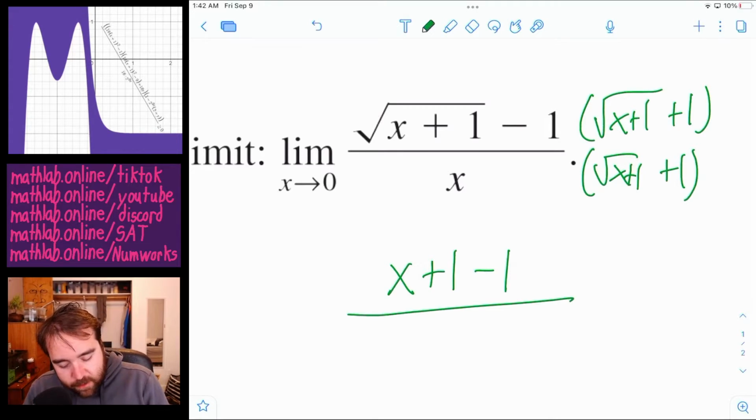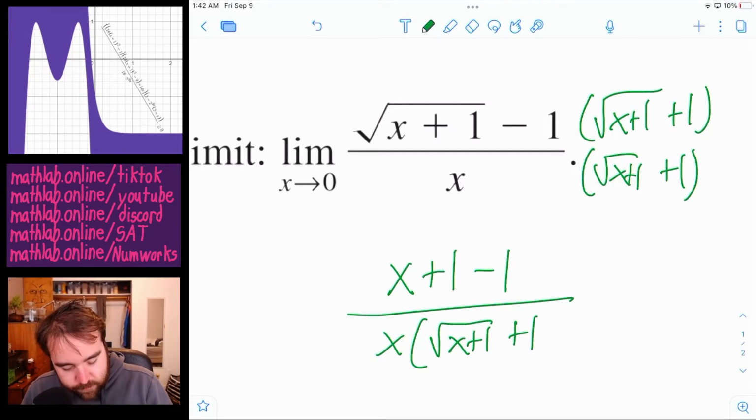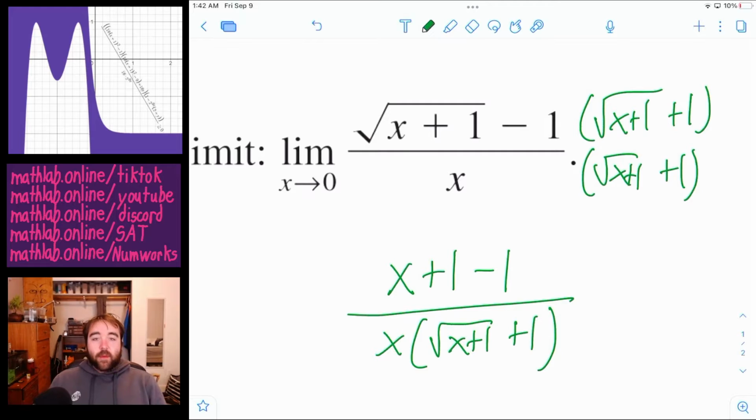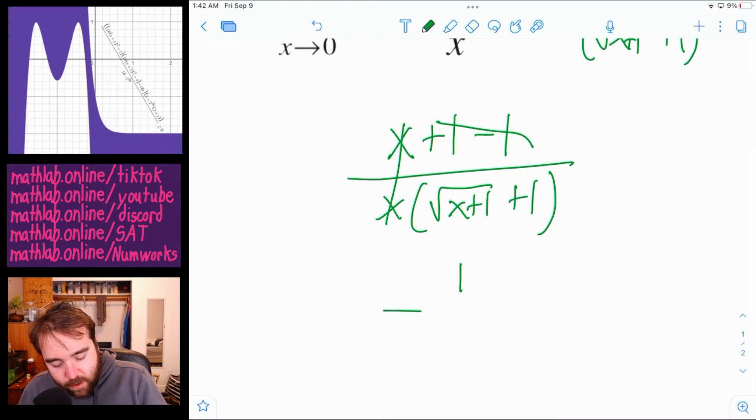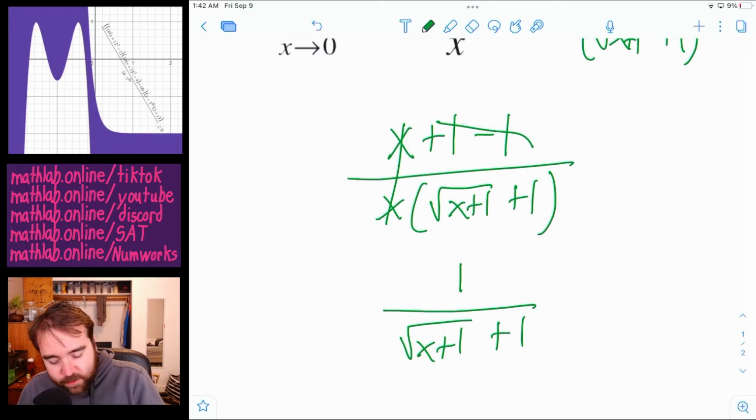And then now on the bottom, we have x times all of this stuff. But now look what happens to the function. It totally changes because we have 1 minus 1 on the top. So now we just have x on the top. But now we have x over x. So the x's cancel. So what we have is 1 over the square root of x plus 1 plus 1.